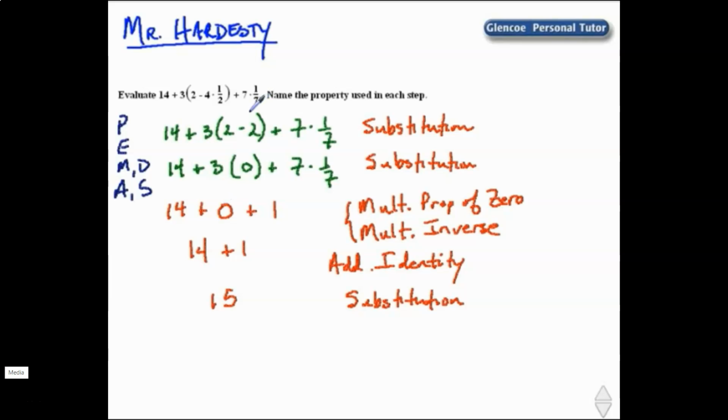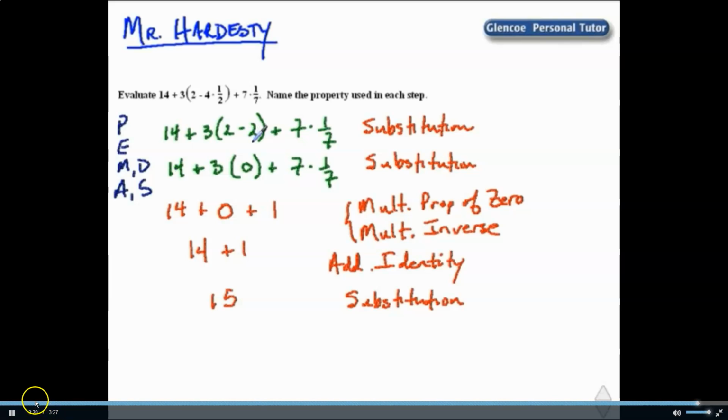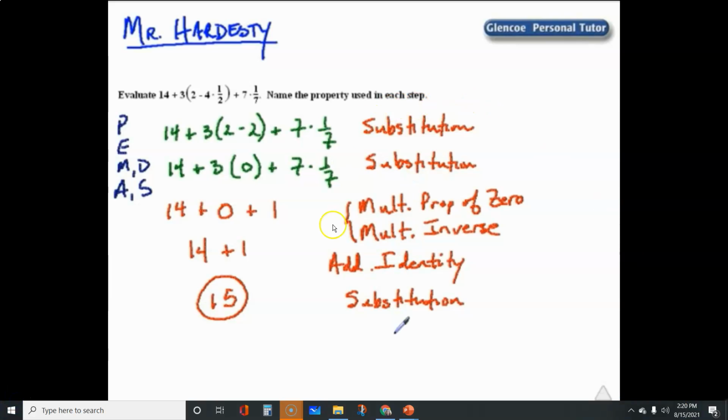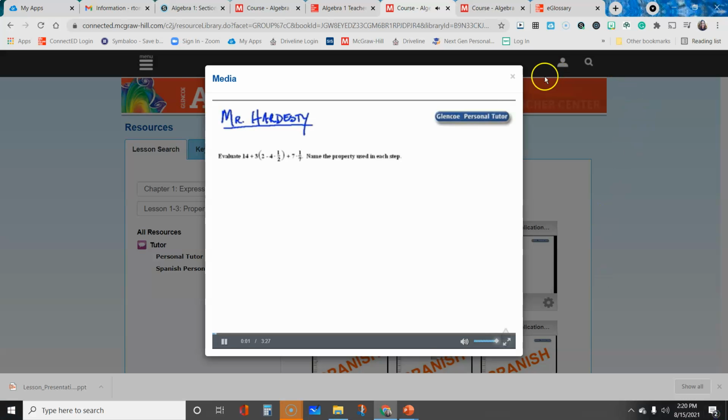So we have simplified using addition, using multiplication, using parentheses rules to get 15, and we've named the property. Remember, we're not naming the properties. This is Mr. Hardesty.